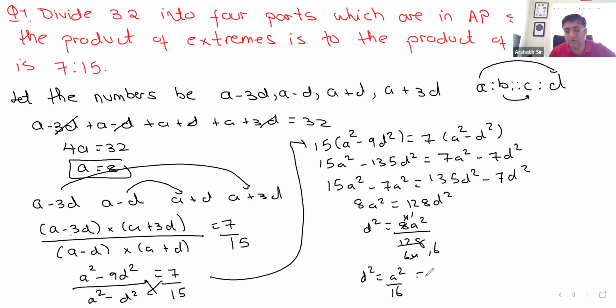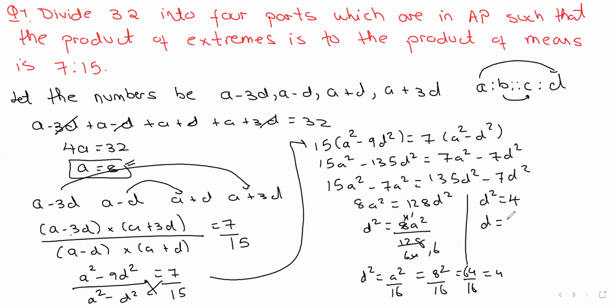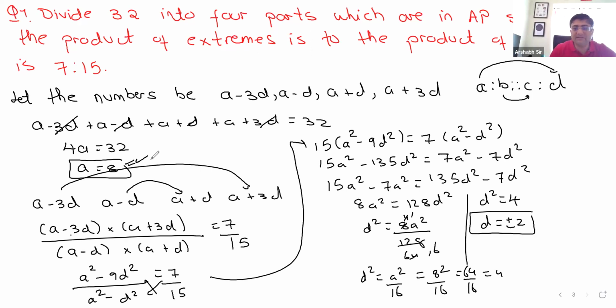अब a को सब्स्टिट्यूट करो. a की वैल्यू क्या है बेटा, 8. So it is 8 square by 16, that is 64 by 16, that is 4. हाँ जी. तो मेरे पास आ गया d square is equal to 4. So what is the value of d बेटा? Plus or minus 2. शाबाश, d is plus minus 2. तो देखो d आ गया मेरे पास, a आ गया.